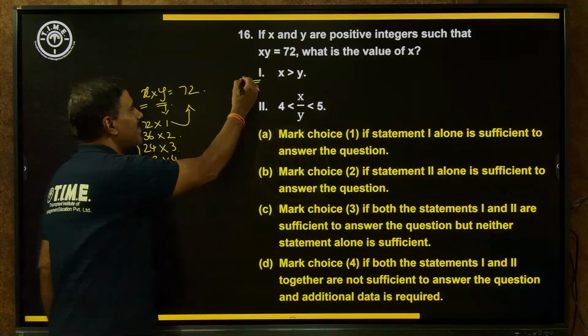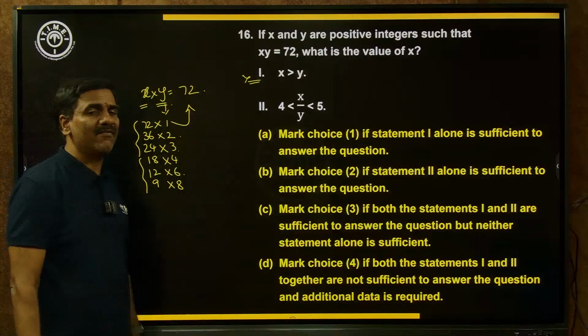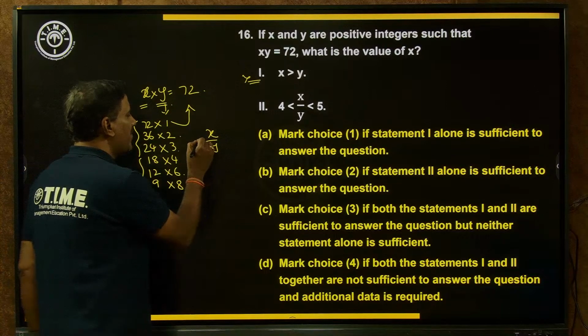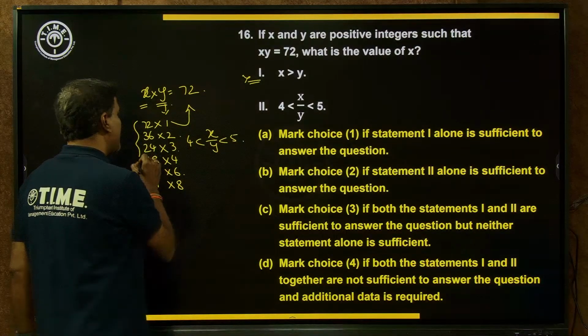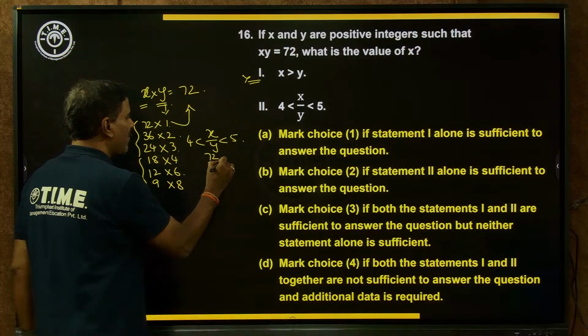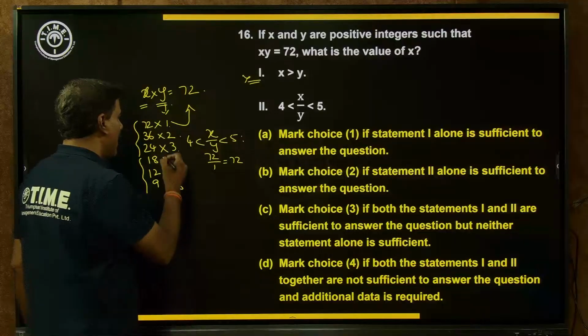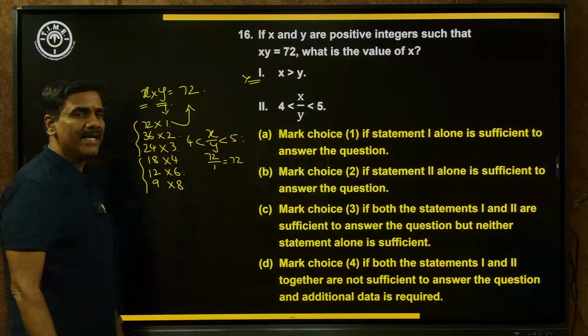Second statement says 4 is less than x by y, which is less than 5. Since x by y is a fraction, it should be between 4 and 5. Now if we consider x as 72 and y as 1, 72 by 1 will be what? 72. It is not in that range of 4 to 5. Already 36 by 2 is 18, not in that range. 24 by 3 is 8, not in that range.